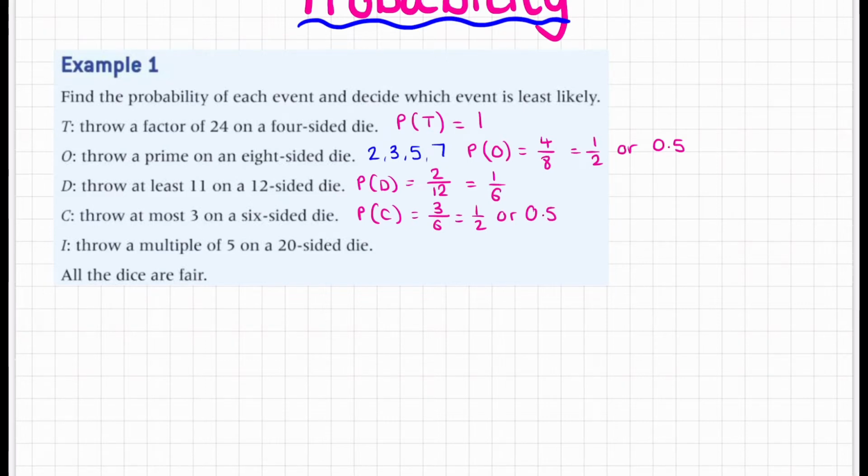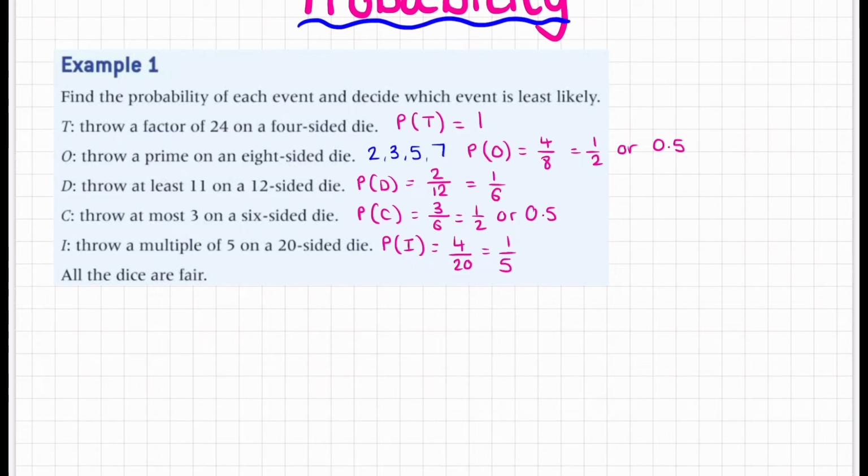Throw a multiple of 5 on a 20-sided dice. So multiples of 5 on a 20-sided dice are 5, 10, 15 and 20, which means we would have 4 out of 20, which simplified is 1 out of 5.